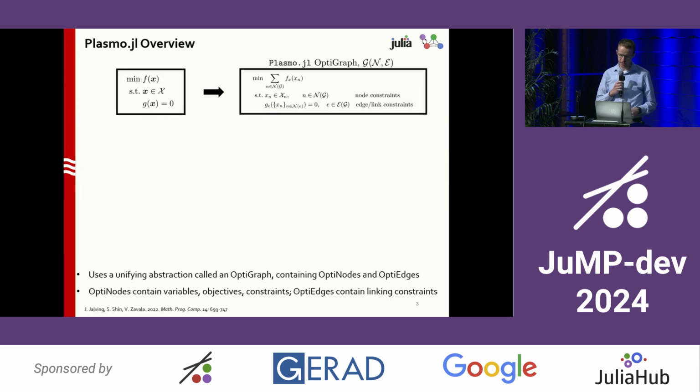And in Julia, this can be done through a package called Plasmo, and I'll give just a brief overview of the package here. It was developed by Dr. Jordan Jalving, who's also an alum of our research group. It's built on this abstraction called an OptiGraph.